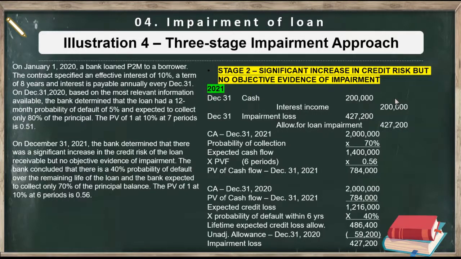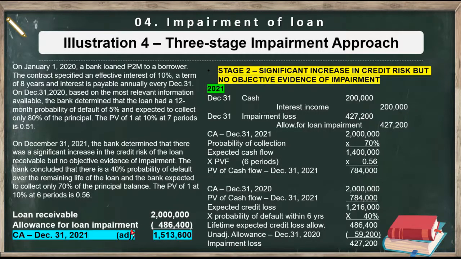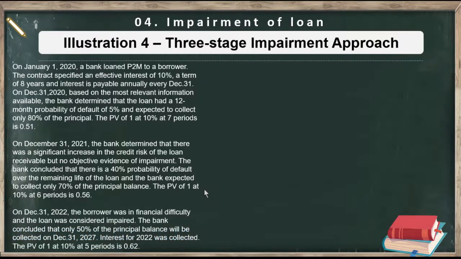And finally, if you're asked how much is the carrying amount of the loan on December 31, 2021, unsa man gyud atong ibutang nga carrying amount of the loan. So this is the adjusted amount. So that would be 1,513,600. Dili itong 2 million. Because we need to consider the impairment loss. So katong na-recognize na nato for 2 years is 486,400.